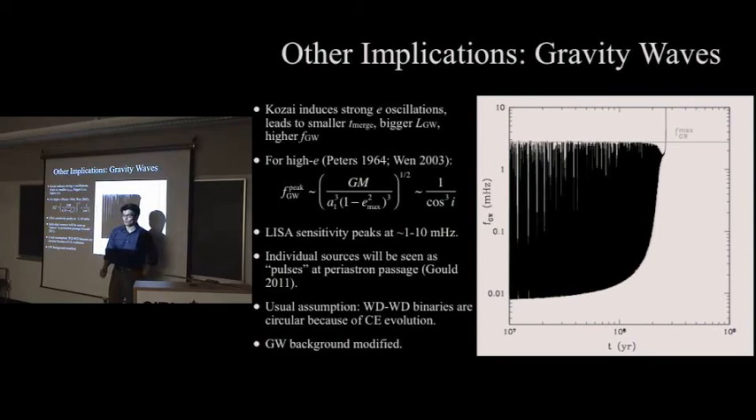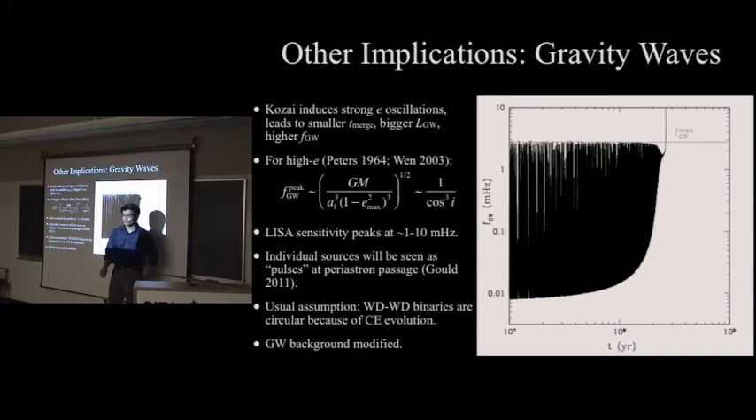This will change your assumption about the gravity wave background, because the usual assumption is that all white dwarf binaries are circular because of common envelope evolution. It will also change what you're looking for when you try to do template matching or something like that, because your individual system is going to sweep through periastron and fire a pulse of gravity waves at you, and it's never to be seen again, or at least not for a long time. Okay? So that's an implication that people in this audience might be interested in.